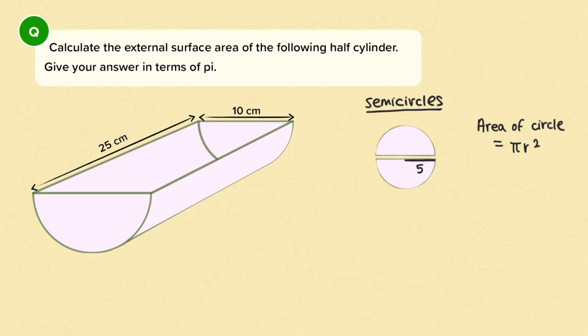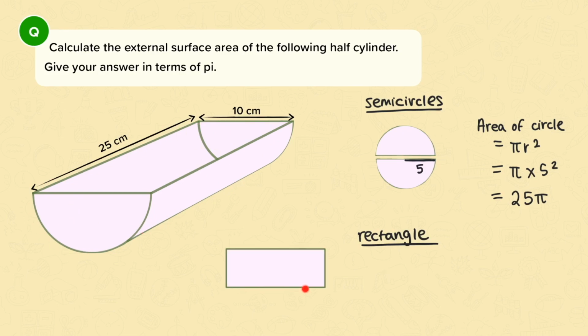So now I'm finding the area of a circle with a radius of 5 centimeters, so I just need to do pi times 5 squared. 5 squared is 5 times 5, so that gives me 25 pi. Okay, so that's the area of my semicircular ends put together. So now I need to work out the area of this rectangular face.